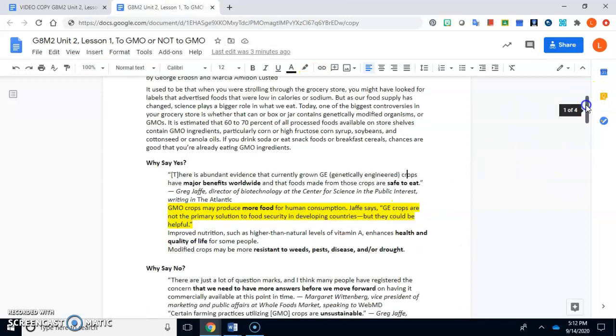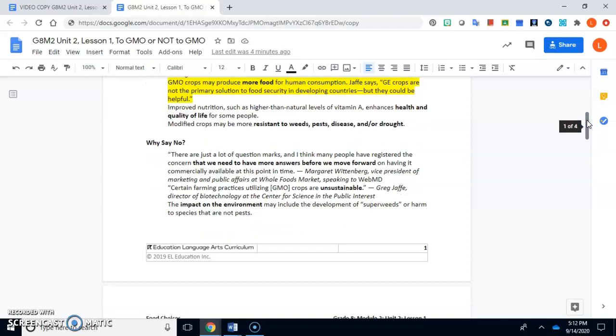As you're reading, you'll find out pretty soon that sometimes there isn't a single sentence that addresses the research question, but there is information across the paragraphs of the text that addresses it. What you'll want to do is paraphrase the relevant information into a sentence or two. For example, if I am skimming through the "Why Say No" section, it says there are just a lot of question marks, and many people have registered the concern that we need more answers before we move forward on having it commercially available. It also says that certain farming practices utilizing GMO crops are unsustainable. And then it says that the impact on the environment may include the development of superweeds or harmed species that are not pests.